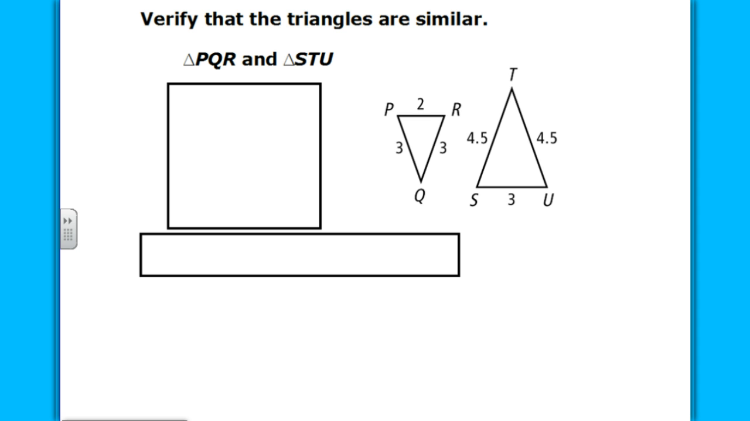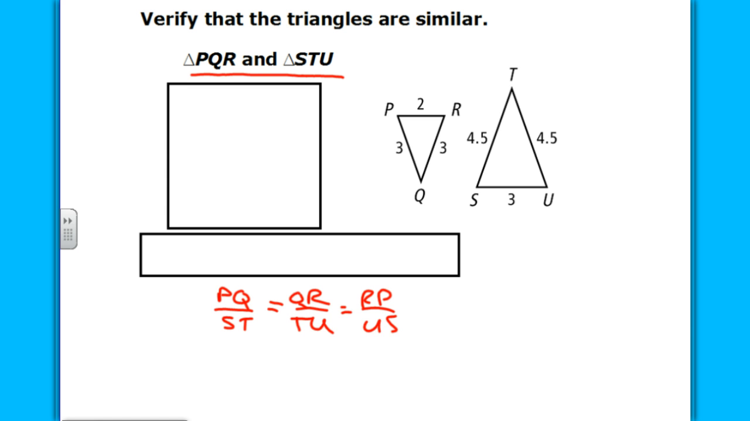So tell me what you have, Hannah. I have PQ and ST, they're corresponding. She's thinking PQ and ST are corresponding because from the statement above. How beautiful is that? So the way that this is written, she's using that. And then QR and TU, and then RP and US.